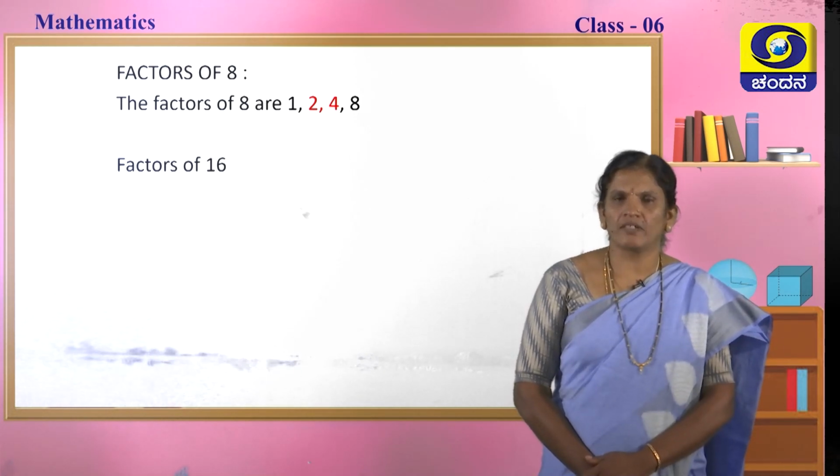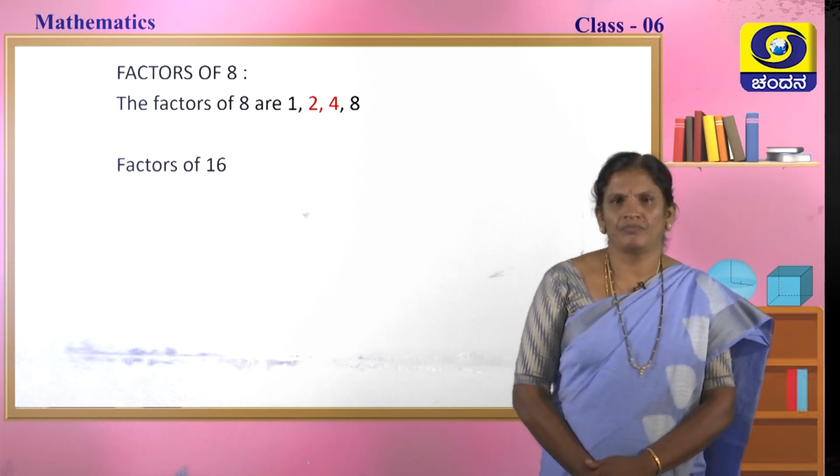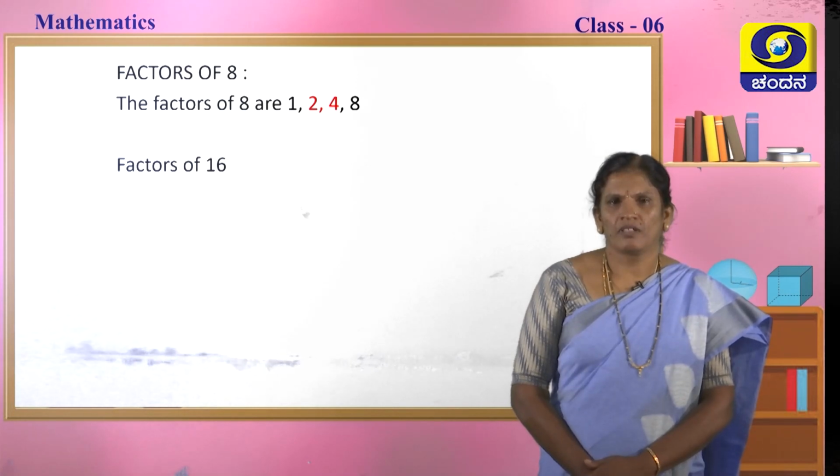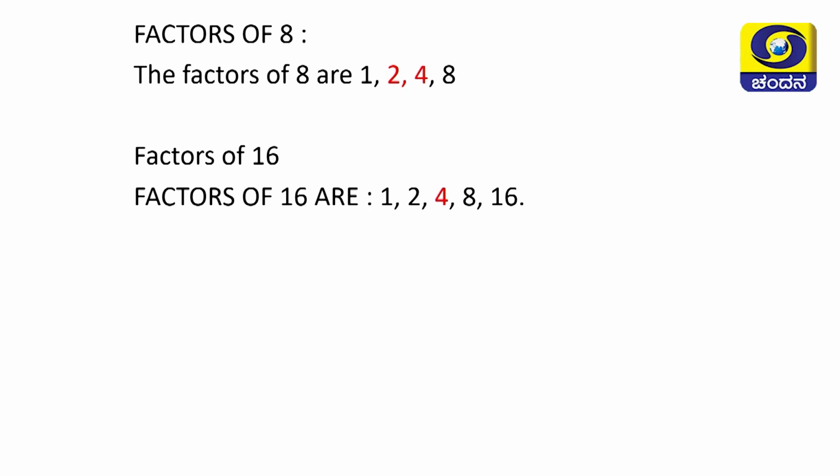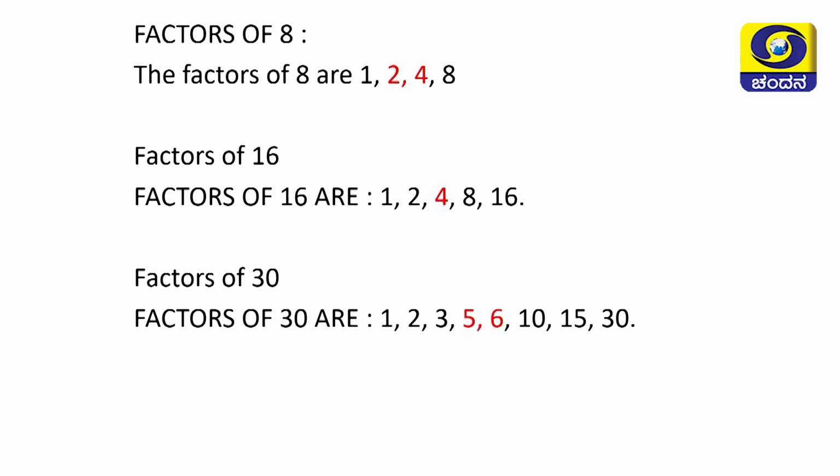Now, find the factors of 16, children. Have you found out? Factors of 16 are 1, 2, 4, 8 and 16. Next, now find the factors of 30. Factors of 30 are 1, 2, 3, 5, 6, 10, 15 and 30.